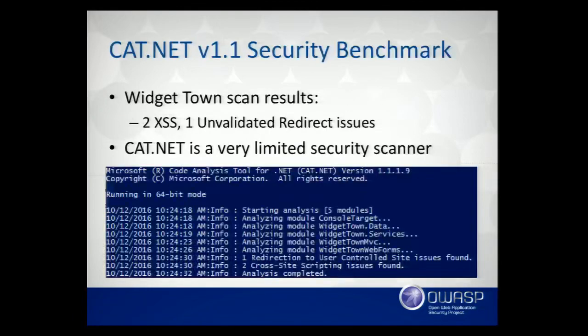So let's run this against WidgetTown. I ran this yesterday afternoon on the latest version of the code base. I've got it analyzing our 5 different projects. And you can see in the PowerShell output there, it found 1 unvalidated redirect issue and 2 cross-site scripting issues. So it's not worthless. It found a couple of things. I wouldn't call it good. And I did verify all 3 of them are actual true positives. Okay, so we've got 3 findings.